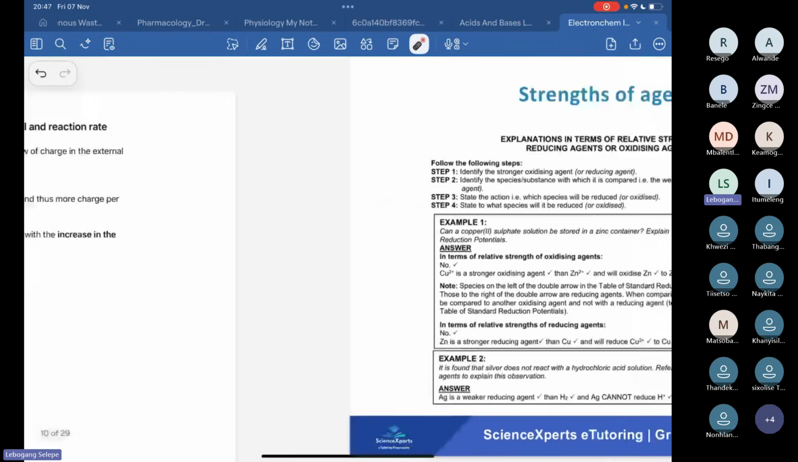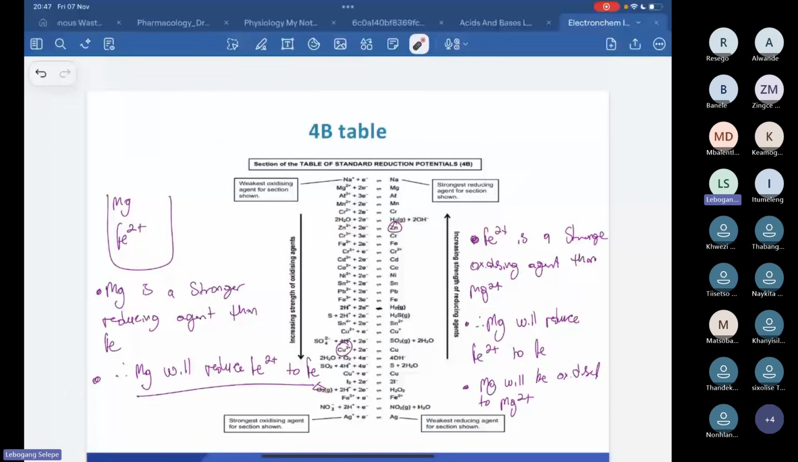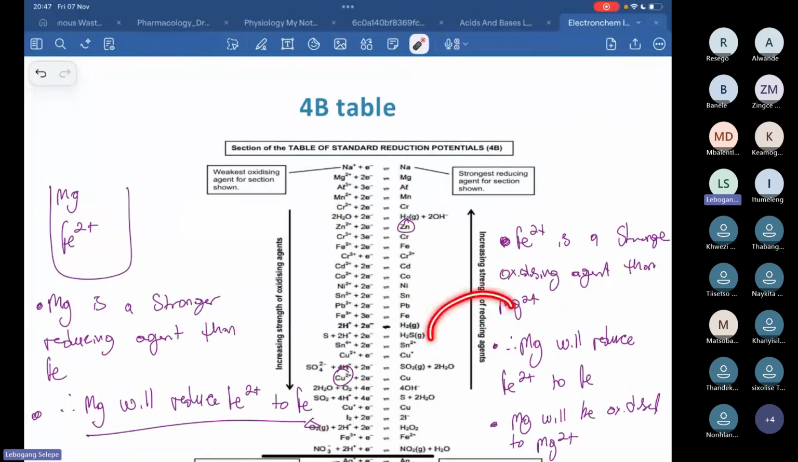I get it. We're gonna refer to the table. There's no need for us to cram. If they want us to explain using reducing agents, we're gonna refer to this side of the table. Compare which one is strong. Is it Zn or Cu? You'd find that Cu is not there in the mixture, but we can't compare Zn and Cu2 plus. We need to compare Zn with Cu.